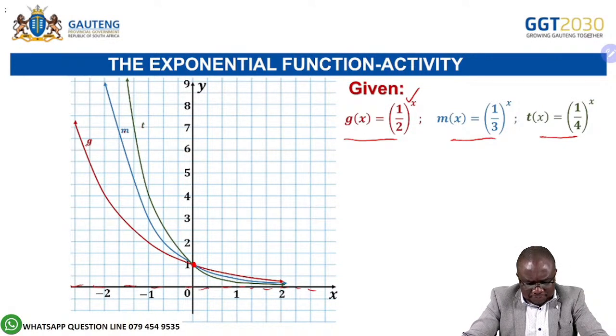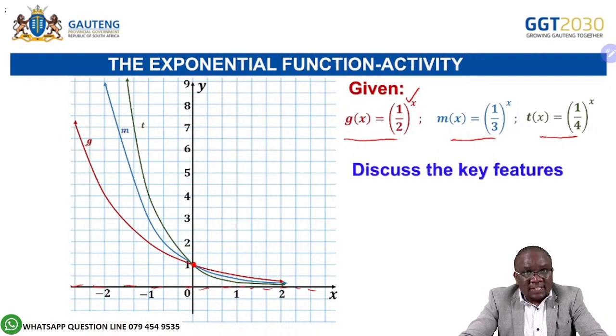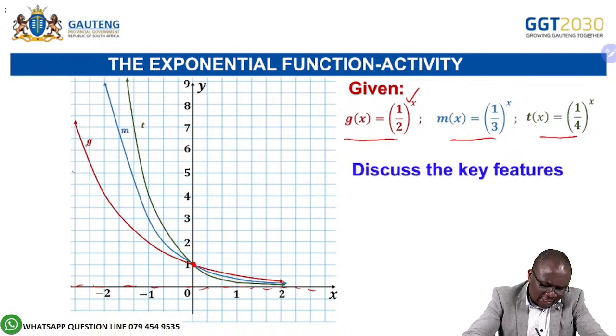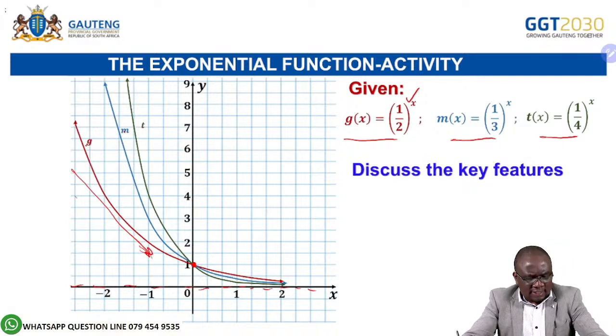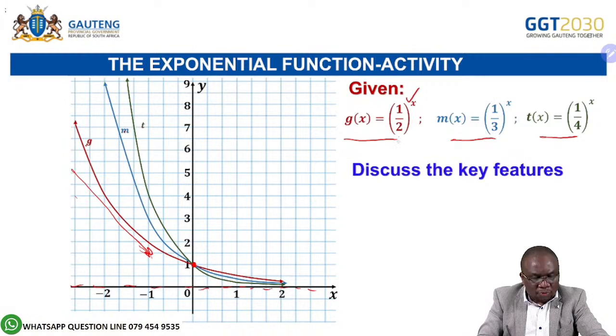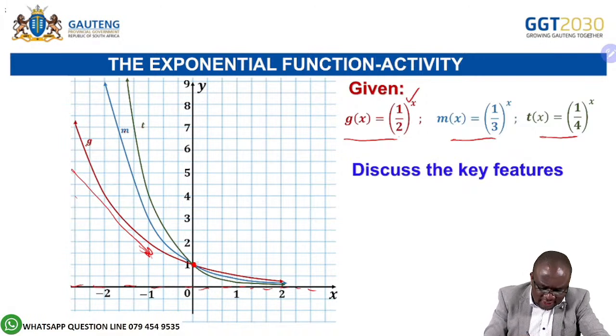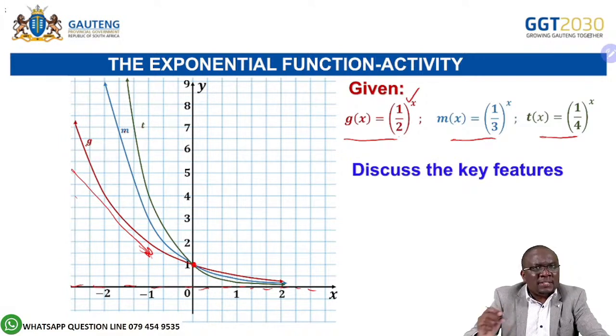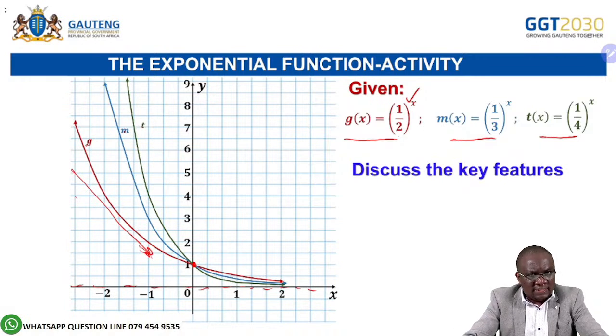Let's discuss. What do you see here? Are these graphs increasing? They are going in this direction now. You see that? These are decreasing. So when b is between 0 and 1, the exponential graph is a decreasing graph. Do they have the y-intercept? Yes, they are passing through the same y-intercept, (0, 1). What about the domain? Is it going to be the same? Yes, it's going to be the same.